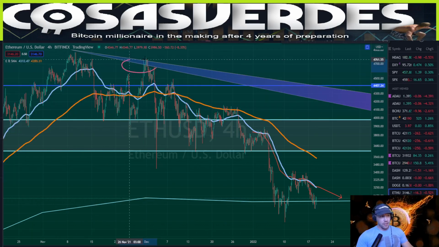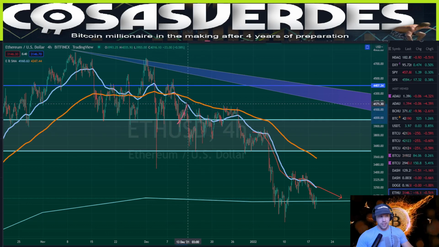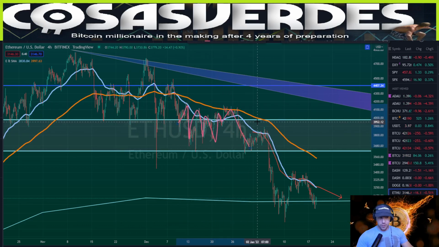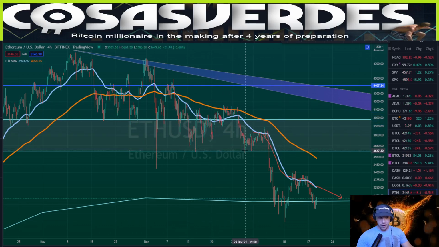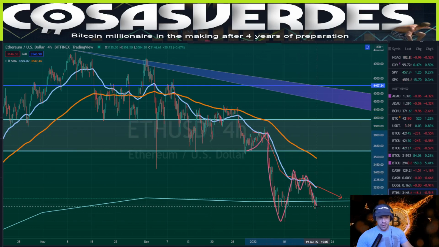Look, from the top, once blue crossed below orange, resistance at the blue line, fell. Blue line, fell. Got above the blue line, hit the orange line, fell. So step 2 could not be passed, just like Bitcoin. Step 1 couldn't be passed, fell. Step 1 couldn't pass, fell.